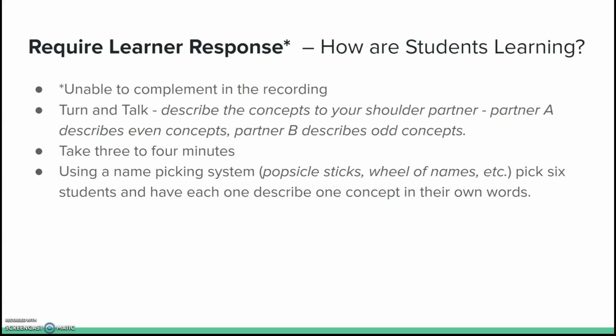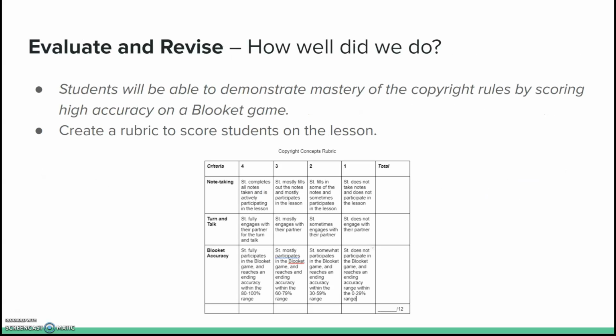And then using a name-picking system, whether you use popsicle sticks or the Wheel of Names application online, you would pick 6 students and have each one describe one concept in their own words before you moved on to the evaluate portion. Evaluate and revise. How well did we do as teachers?